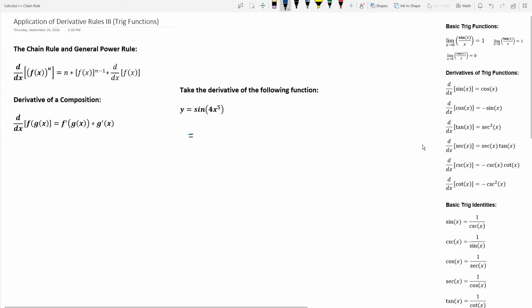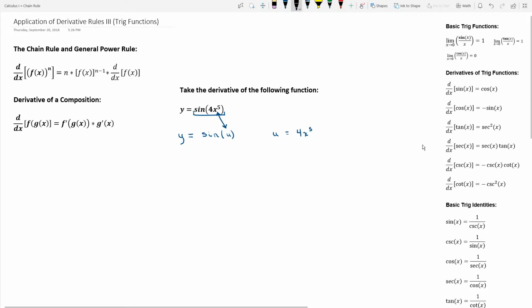So we're first going to take the sine, and we're going to break this up such that sine becomes sine of u. So let's say that y is equal to sine of u. Well, what is u? Well, u is that inside portion, that angle. So we're going to say that u then is equal to 4x to the fifth.